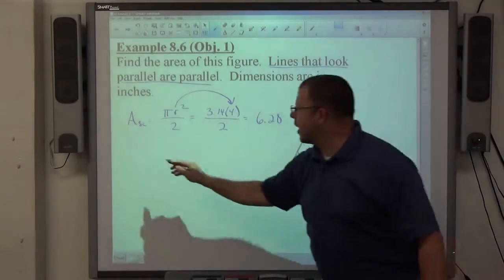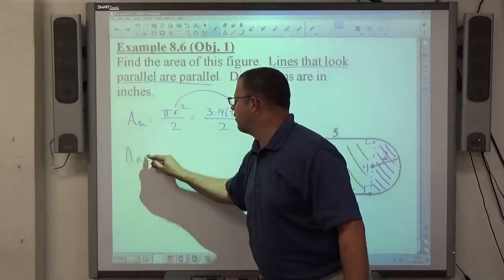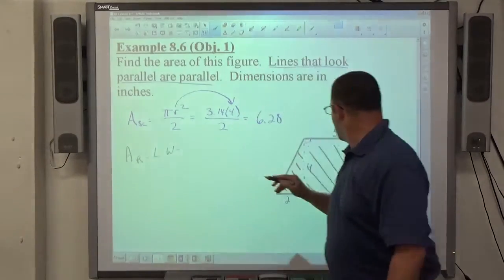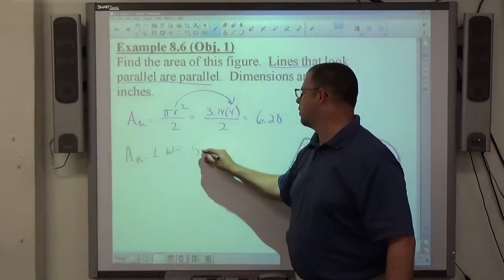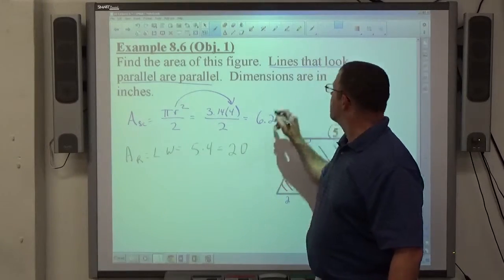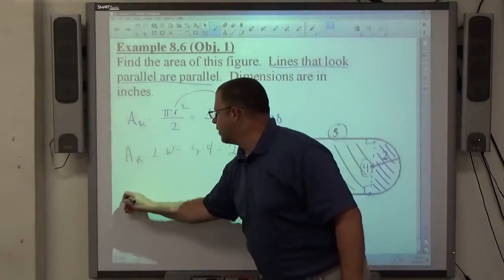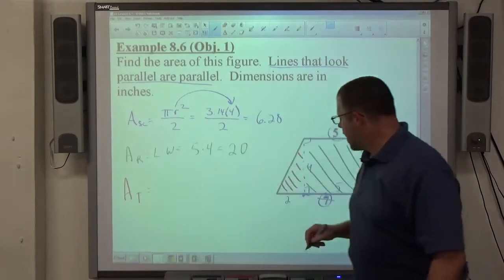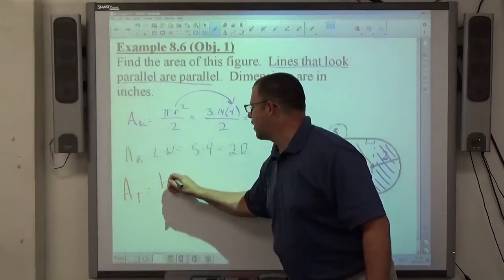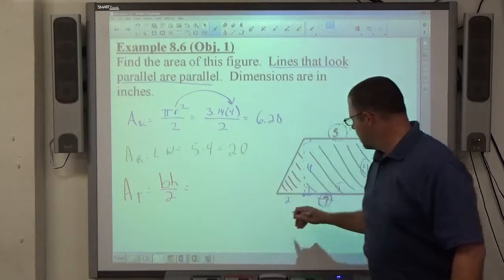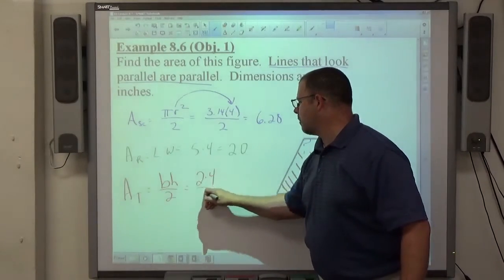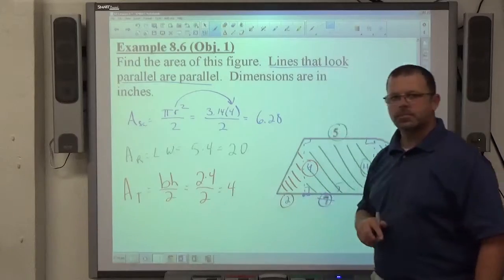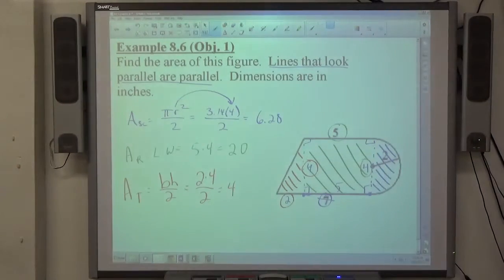If you look at the rectangle formula is length times width. The length of the rectangle is 5, the width is 4, so it's just going to be 5 times 4, which is 20. We consider the triangle. Area formula of triangle is base times height divided by 2. The base is 2, the height is 4, so it's going to be 2 times 4 divided by 2. It's just 8 over 2, which is 4.